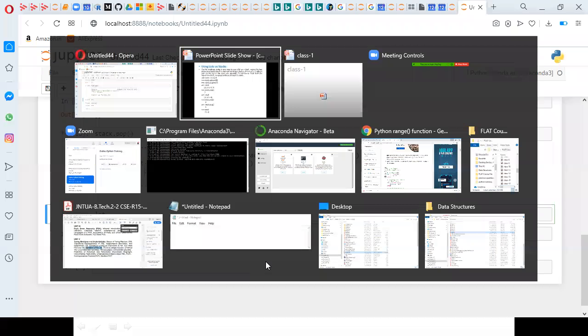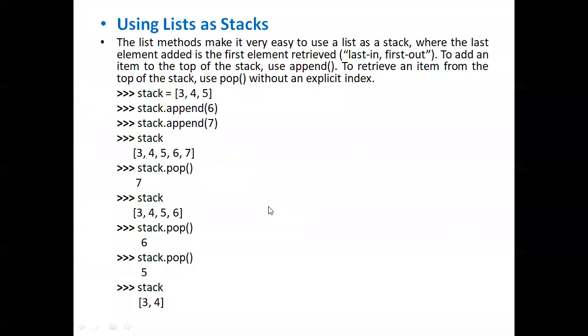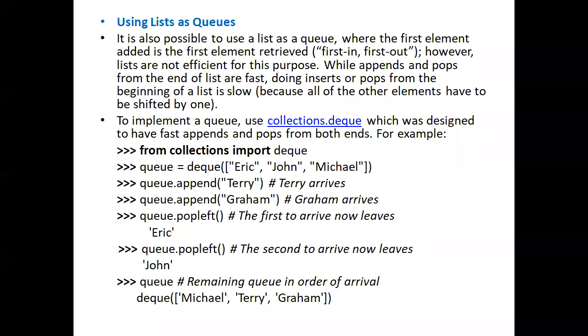And now we'll go through the slides. Here it is about stack operations on list. Next we discuss queues. A queue is first in, first out, the FIFO method. It is also possible through a normal list, but it will take a lot of time. That's why we are using DQs.